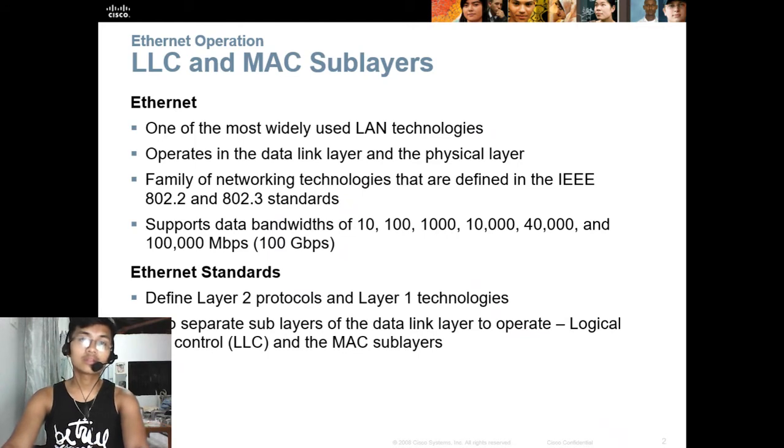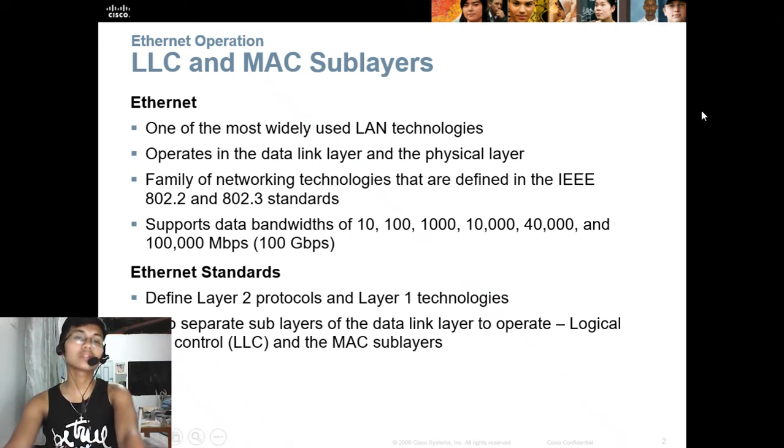Ethernet operation, LLC and MAC sublayers. Ethernet, one of the most widely used LAN technologies, operates in the data link layer and the physical layer. It is a family of networking technologies defined in the IEEE 802.2 and 802.3 standards. It supports data bandwidths of 10, 100, 1000, 10,000, 40,000, and 100,000 Mbps, or 100 gigabits per second. Ethernet standards define layer 2 protocols and layer 1 technologies. Two separate sublayers of the data link layer operate: logical link control, LLC, and the MAC sublayer.